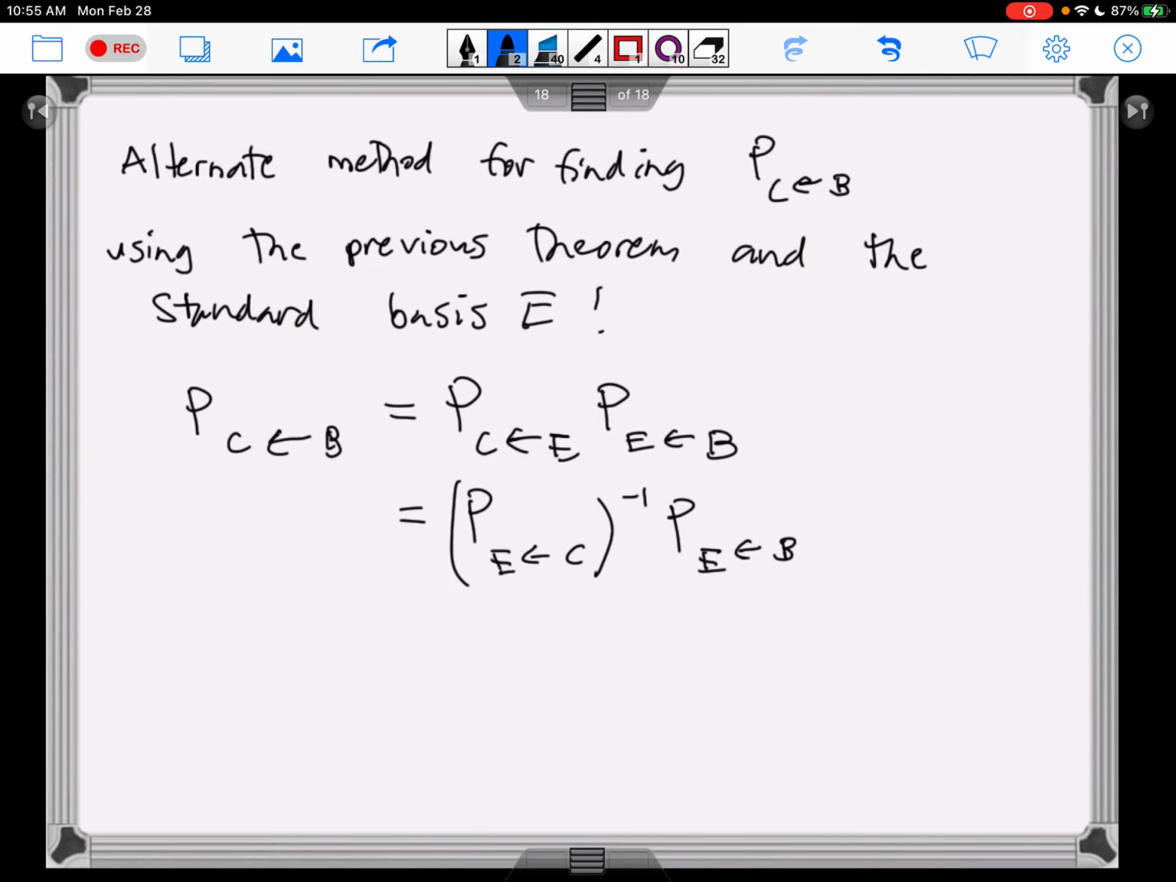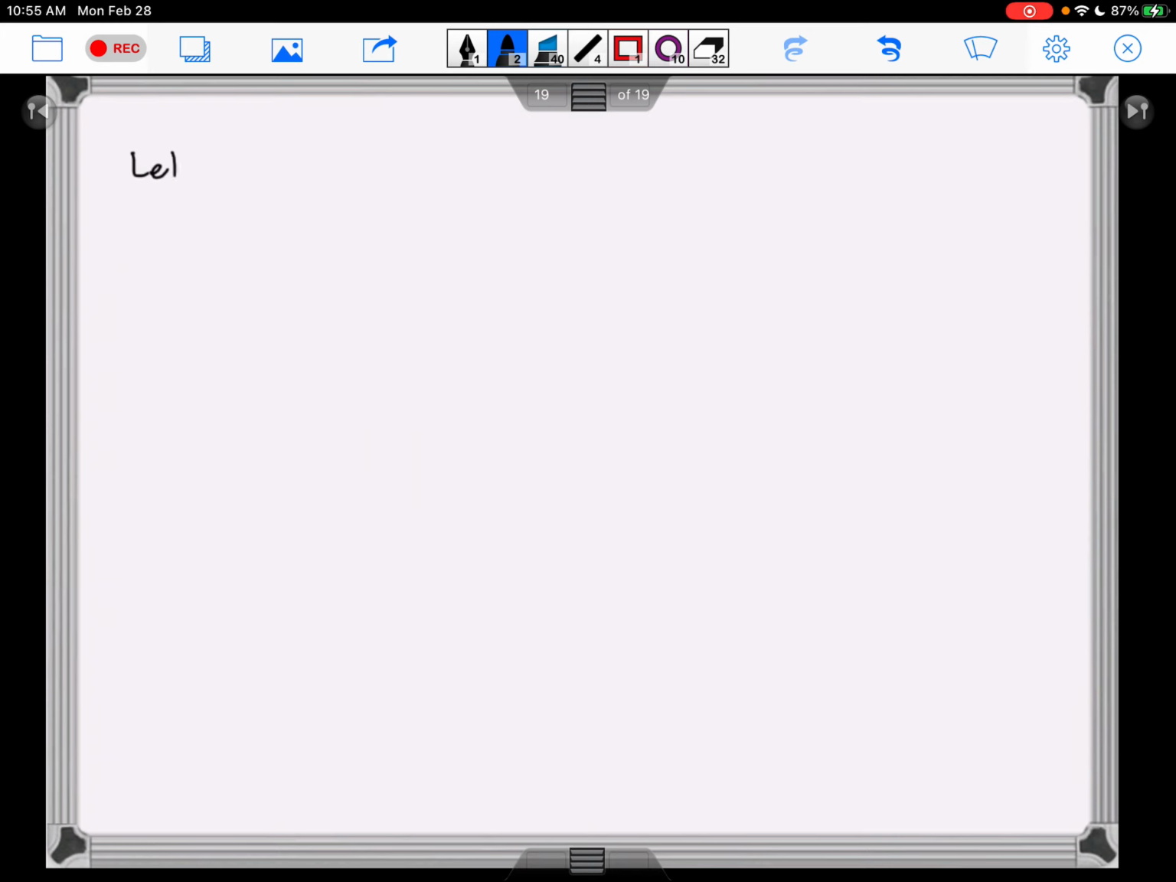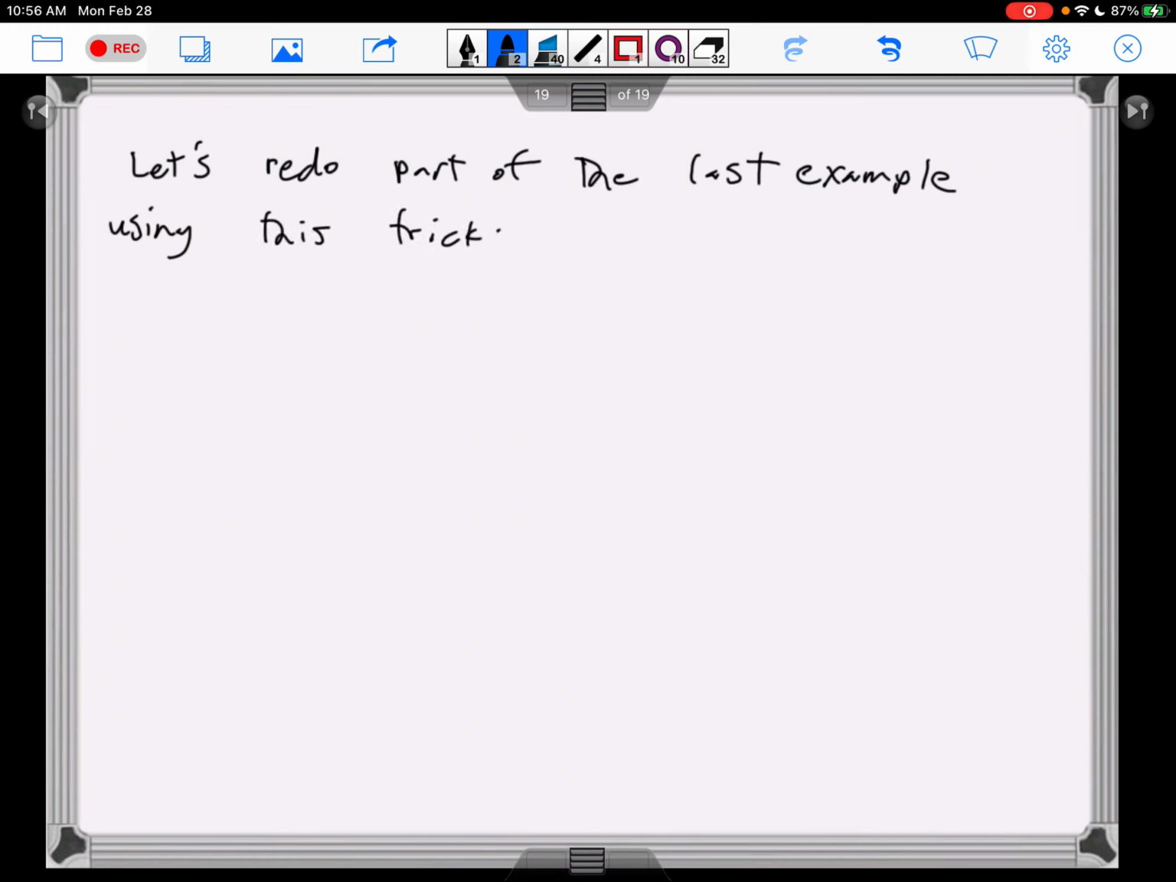So we like this because the change of basis matrix from B to E is really just going to be itself, okay? So one of these two is trivial to find and the other one just requires finding a single inverse of a matrix. And I want to show you guys how this works, okay? So we're going to redo, let's redo part of the last example using this trick.